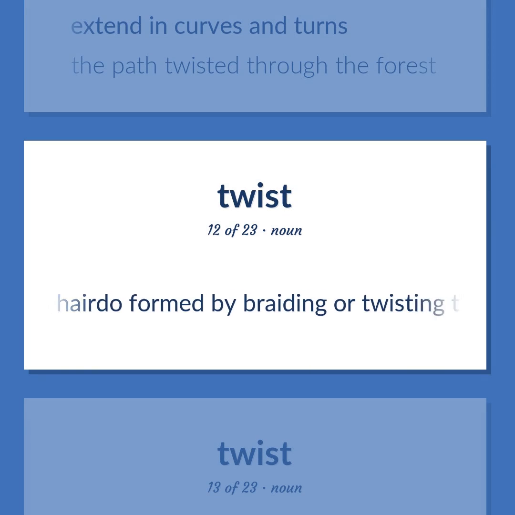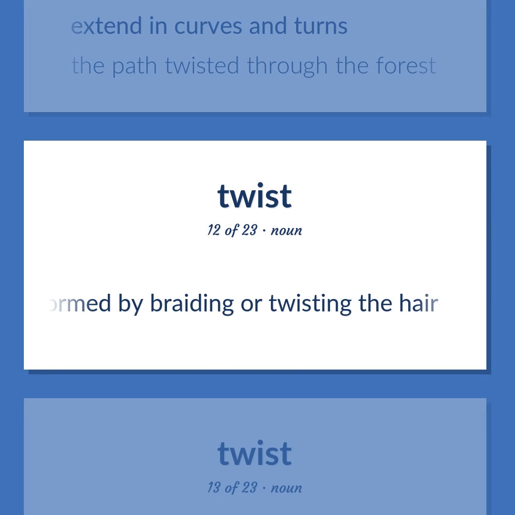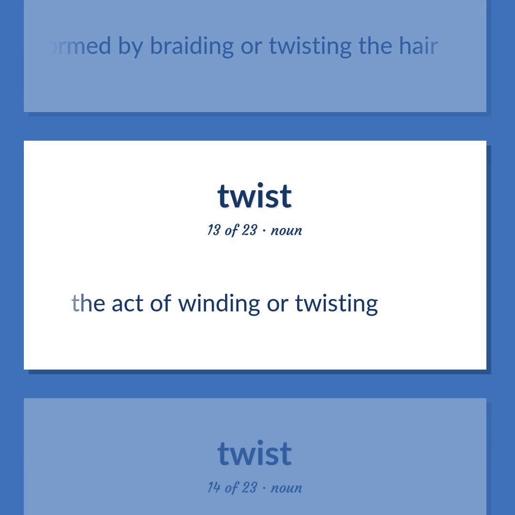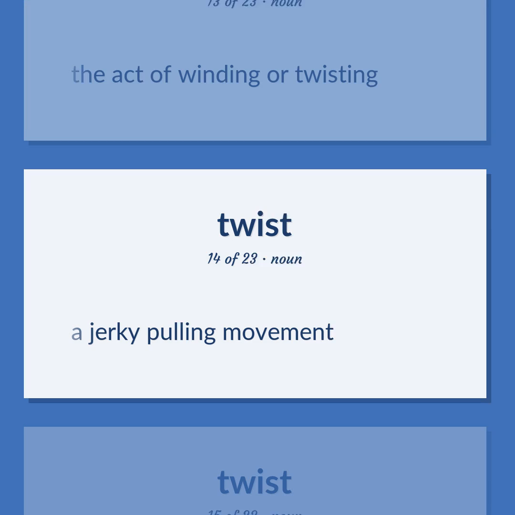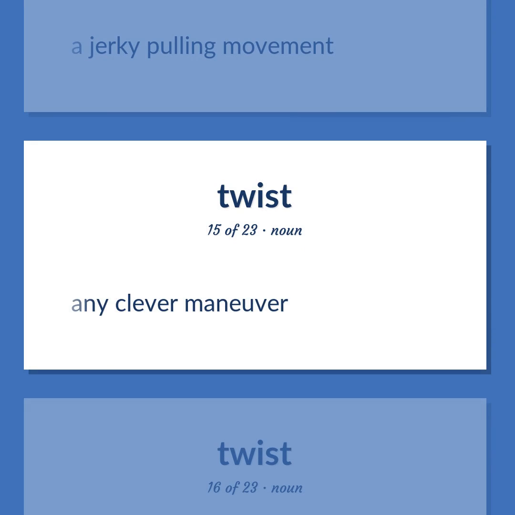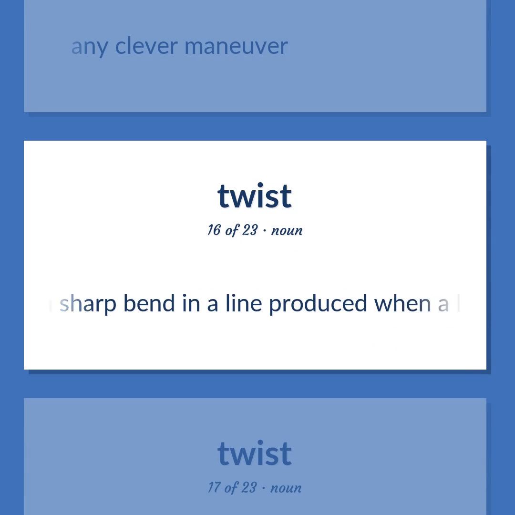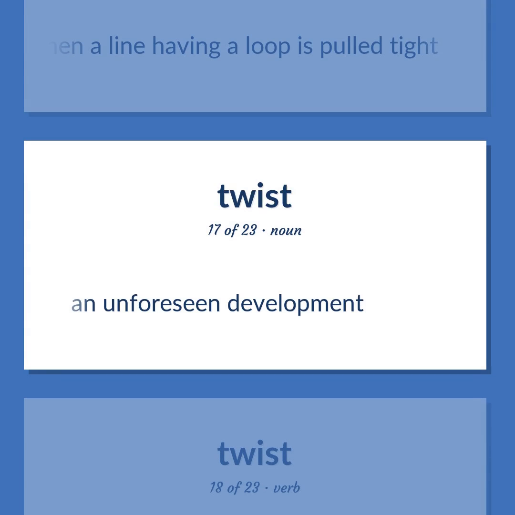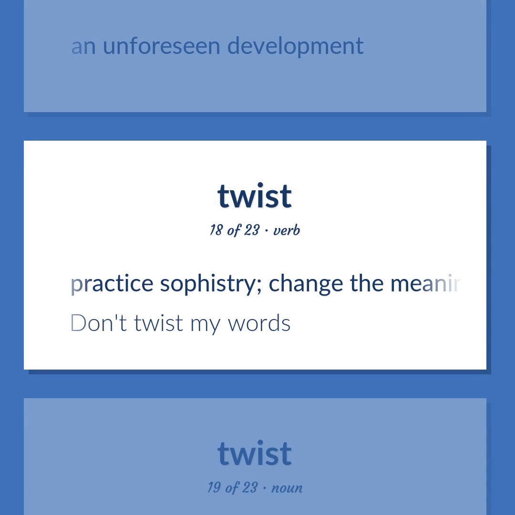A hairdo formed by braiding or twisting the hair. The act of winding or twisting. A jerky pulling movement. Any clever maneuver. A sharp bend in a line produced when a line having a loop is pulled tight. An unforeseen development. Practice sophistry. Change the meaning of or be vague about in order to mislead or deceive. Don't twist my words.